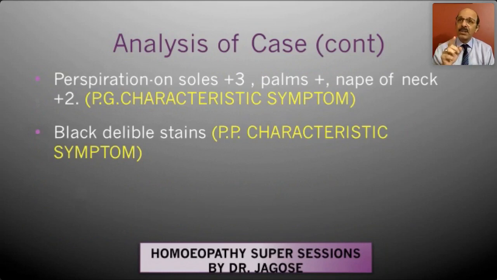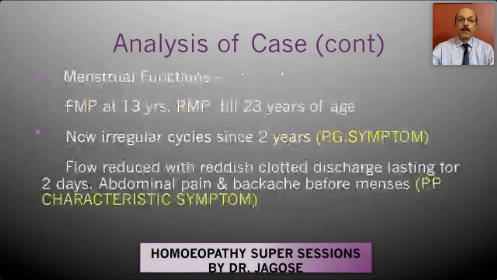Now, why does it become a general? As I told you, perspiration also, when present in two or more locations, becomes a general symptom. So perspiration on the soles, palms and nape of neck is present in two or more locations. Hence it becomes a physical general symptom and not a physical particular symptom. Black tarry stains, physical particular characteristic symptom. So therefore you have to dissect it because it will fall into different groups.